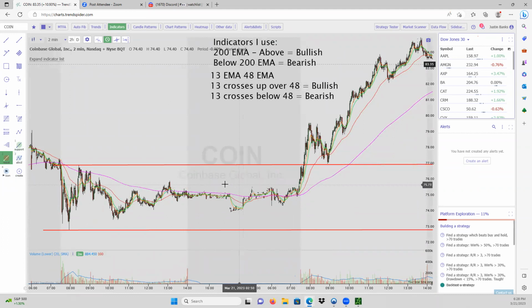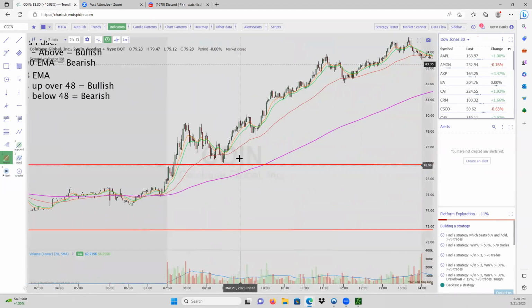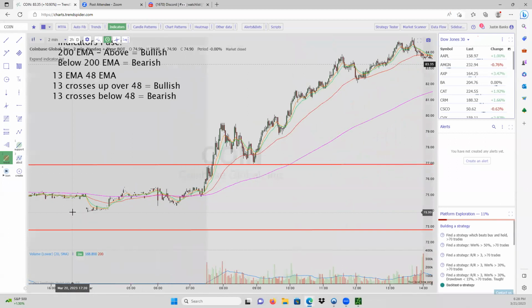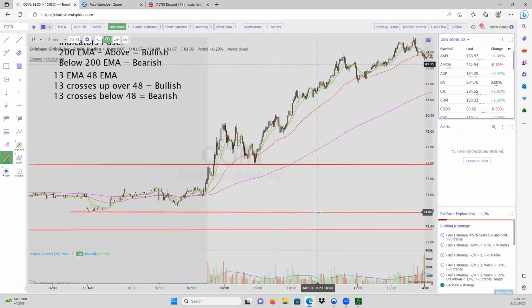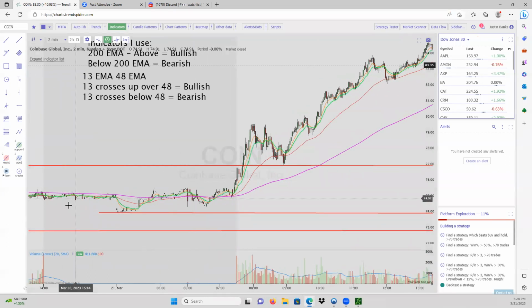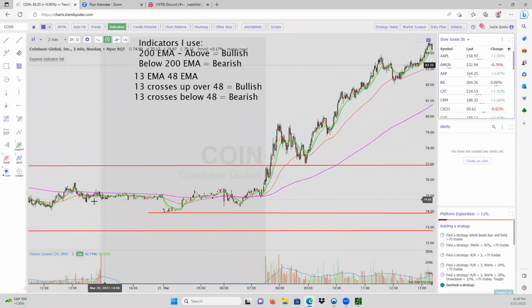mark this pre-market high. I wouldn't have marked on this, but I would have marked a pre-market low here. And when I talk about pre-market, I'm also talking about after hours. So after hours, pre-market is going to be the same for me. I do not break up the pre-market or the after hours.